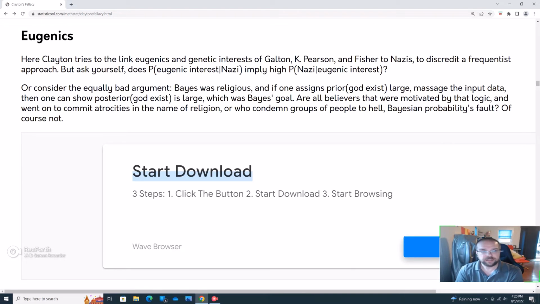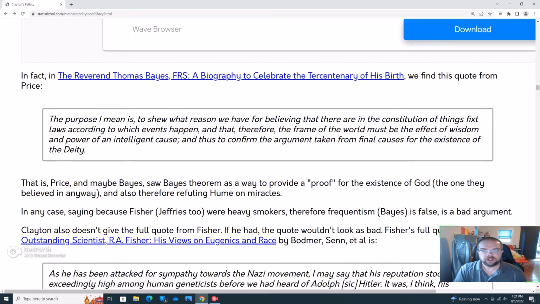Okay, so in the book and in other writings, Clayton really stresses that Galton, Karl Pearson, and Fisher had eugenics interests, and links them to the Nazis and so forth. But again, if he wants to talk about transposed conditionals, I would ask him, does probability of eugenic interest given you're a Nazi imply high probability that you're a Nazi given you have eugenic interests? I mean, you could make the same argument about Bayes. You could say he was religious, and if you can show that the posterior that God exists is large, are all believers motivated by that belief that God exists, and then they commit some atrocities in the name of religion, like wiping out another religion. Is that Bayes' probability's fault? I don't find that to hold water.